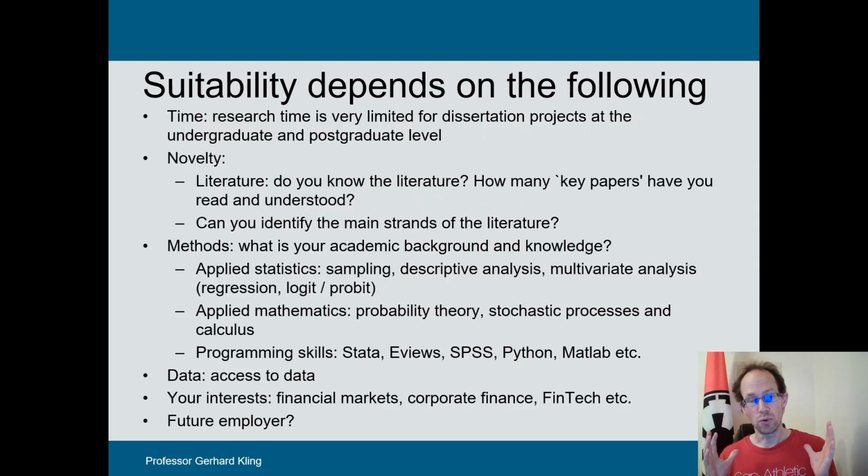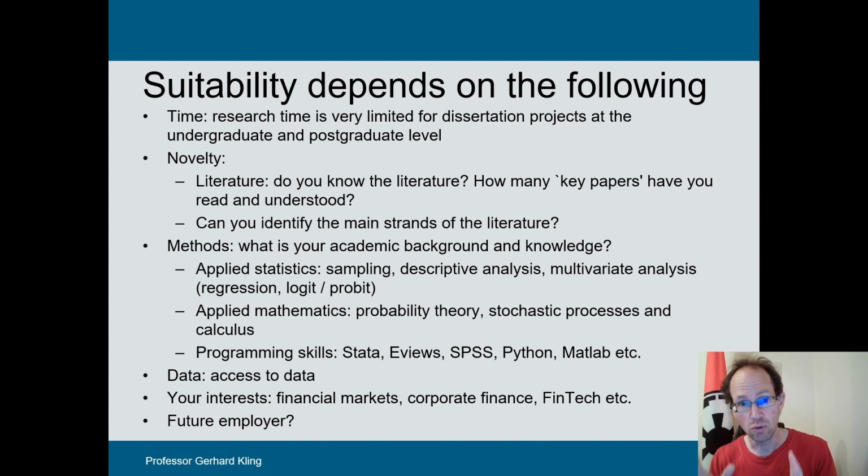The most important issue when it comes to suitability is time. When you do a dissertation project, whether it's undergrad or postgrad, you are very limited in terms of time. You only have a few weeks to actually understand the literature, start doing your analysis, and then writing up your dissertation. In my case, when I do research, I can take months, I can take years, and quite often it takes me maybe 10 years to complete a research project. You don't have the luxury of time.